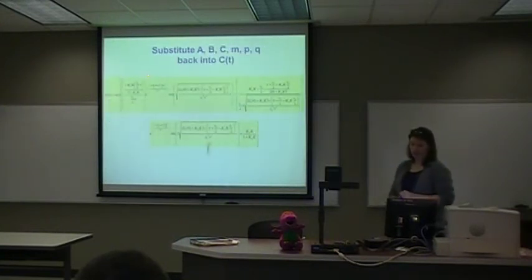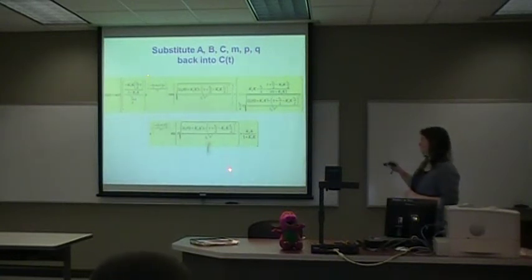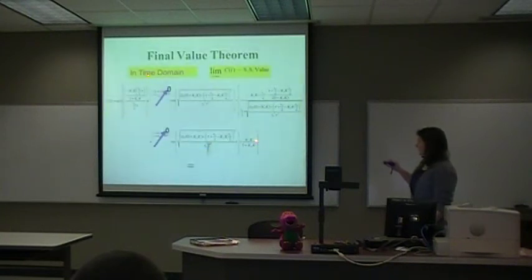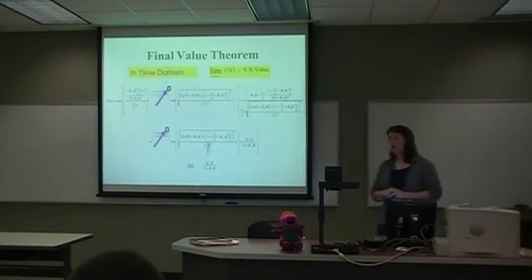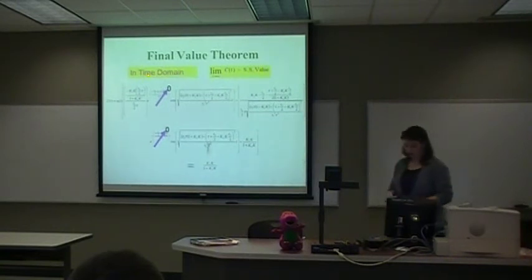Substituting back in all of our variables, A, B, C, M, P, and Q, we get this term for C of T. As you can tell, it's a lovely term. It's a very complex number. Again, with the final value theorem, where as T approaches infinity, these exponential terms go to 0. So this entire term goes to 0, this entire term goes to 0, leaving us with a final value of Kc times K over 1 plus Kc. You recall, that is also what we got when using the final value for the limit as S approaches 0 of S times C of S.